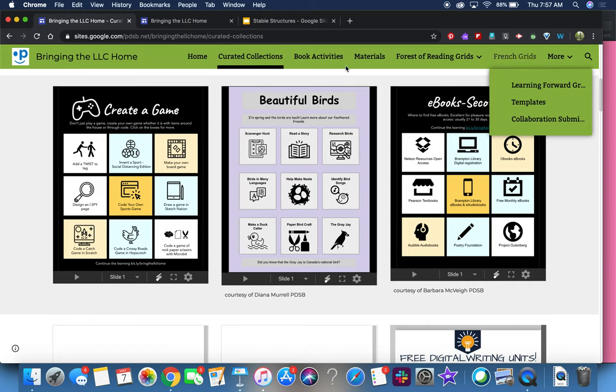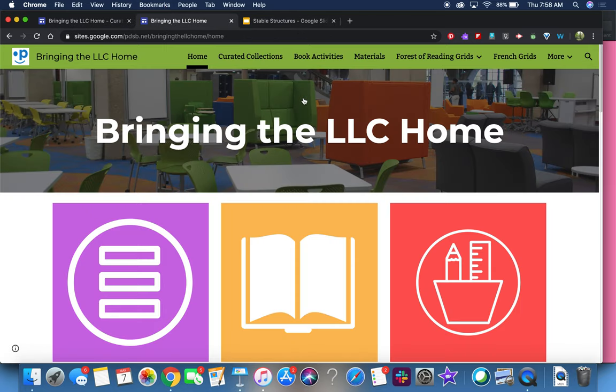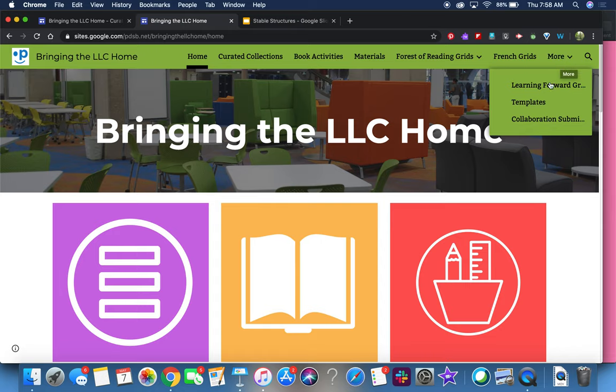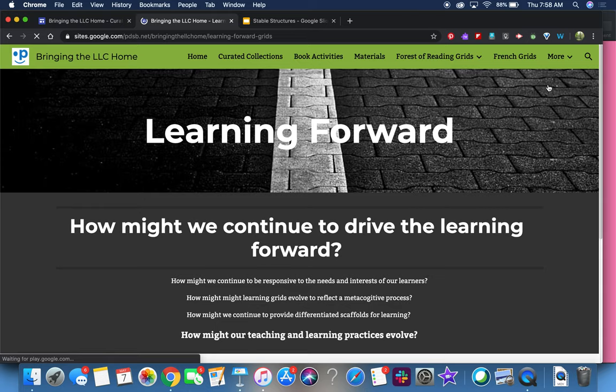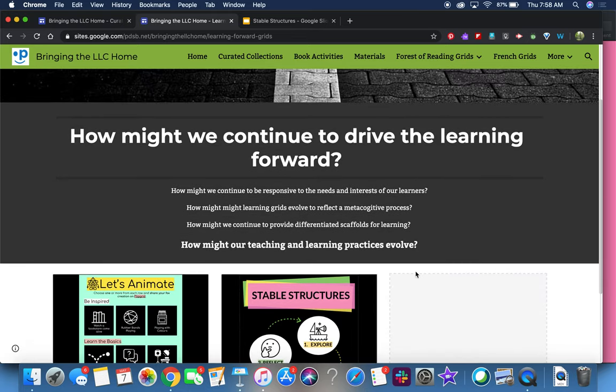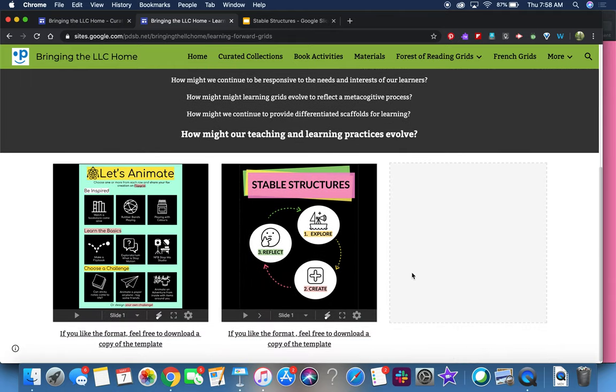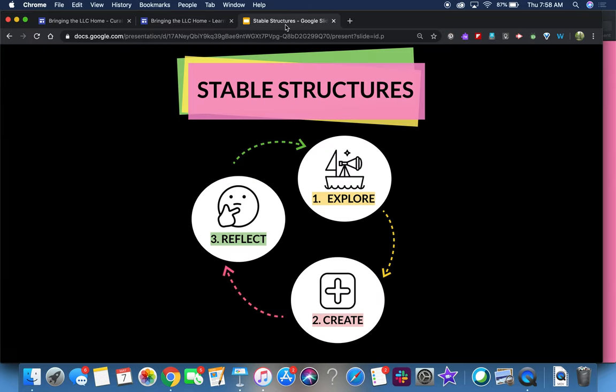So Melanie and I started talking about what would that look like, what would the next iteration look like. At the core, we had that idea of the inquiry process and that inquiry stance, but we also wanted to make sure embedded in each was that choice and voice of learners. So we started with the animation grid and then went on to stable structures.